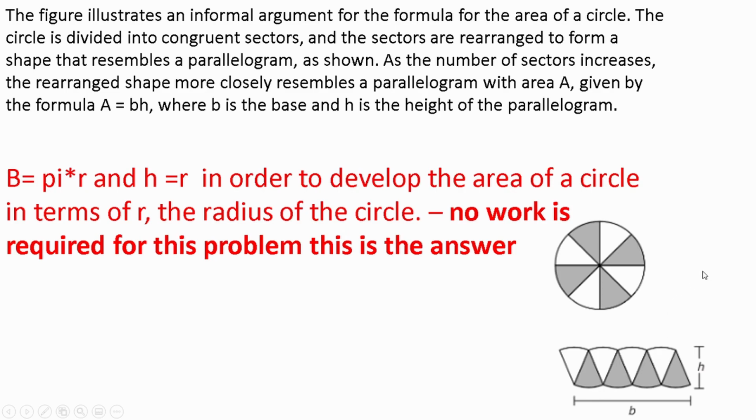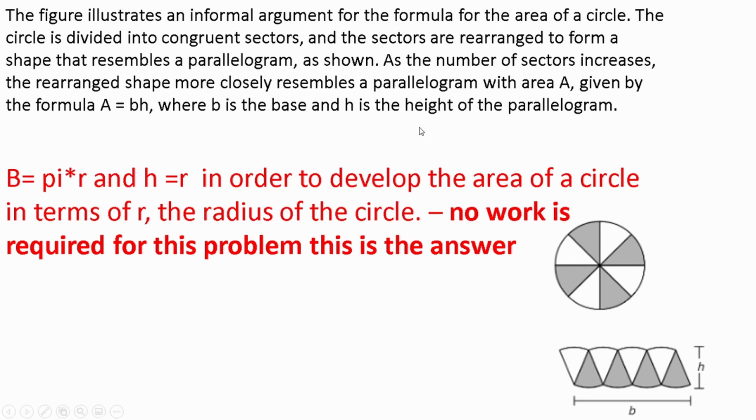This one we actually gave you the answer. It says the figure illustrates an informal argument for the formula for the area of a circle. The circle is divided into congruent sectors. The sectors are rearranged to form a shape that resembles a parallelogram, as shown. So if you look down below, you'll see that shape down here that almost looks like a parallelogram. As the number of sectors increases, the rearranged shape more closely resembles a parallelogram with the area A, given by the formula A equals base times height, where the base and the height are of the parallelogram.